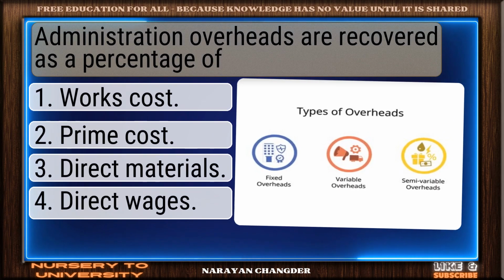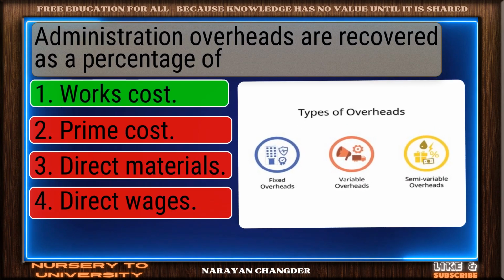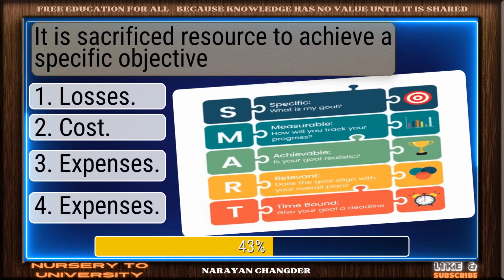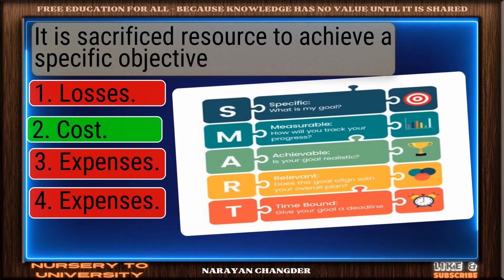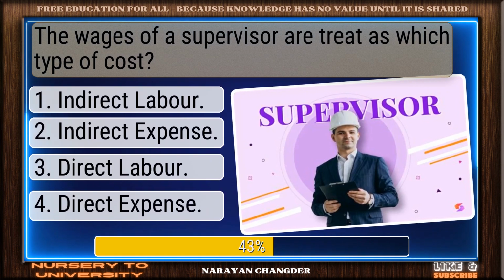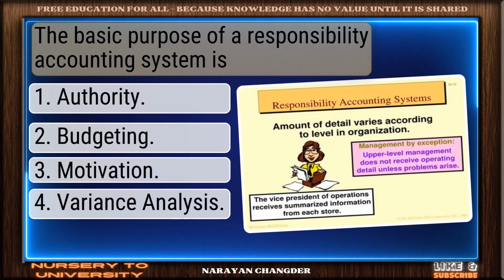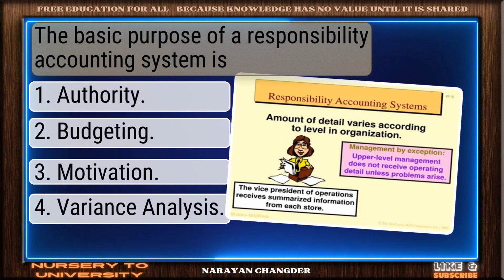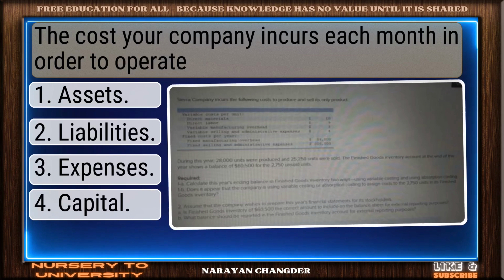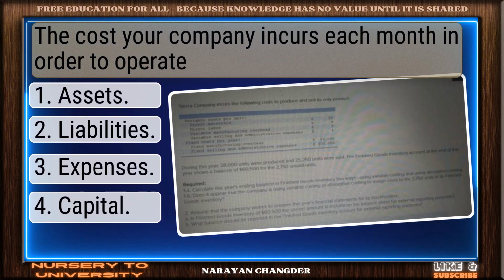Administration overheads are recovered as a percentage of... Solid response. Works cost is valid. It is a sacrificed resource to achieve a specific objective. Great job. Cost is accurate. The wages of a supervisor are treated as which type of cost? Bravo! Indirect labor is the answer. The basic purpose of a responsibility accounting system is... Clear logic, motivation is sound. The cost your company incurs each month in order to operate.